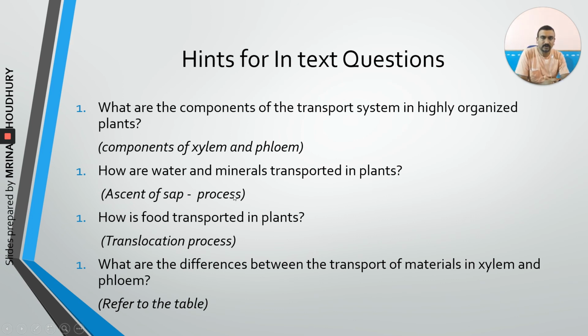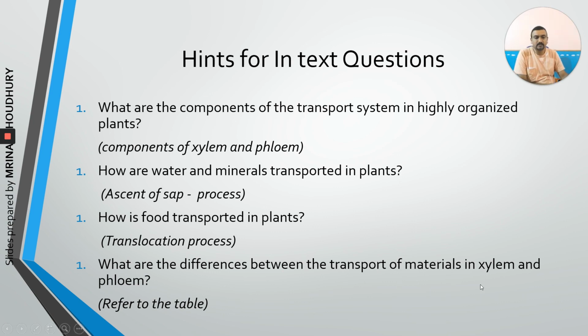So that was all about transportation in plants. Coming to some of your in-text questions in the book. What are the components of the transport system in highly organized plants? You have to explain the xylem and phloem components. How are water and minerals transported in plants? You have to explain the two processes of ascent of sap, that is root pressure and transpirational pull. How is food transported in plants? Just now what we discussed, the translocation process, you have to explain in detail.